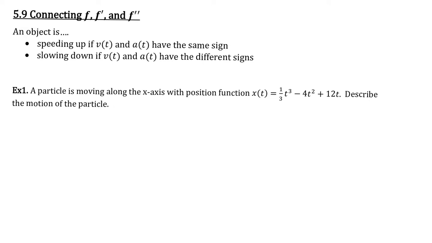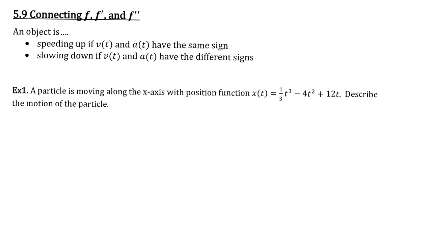Okay, in 5.9, we are connecting f prime and f double prime, now that we have found a purpose for f double prime and f prime. But first we're going to revisit the previous chapter when we talked about velocity and acceleration. Because remember, if you know position, velocity is the first derivative of position, and a of t would be the second derivative of position.